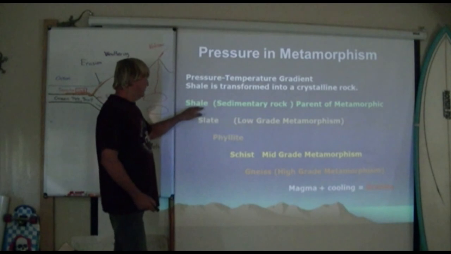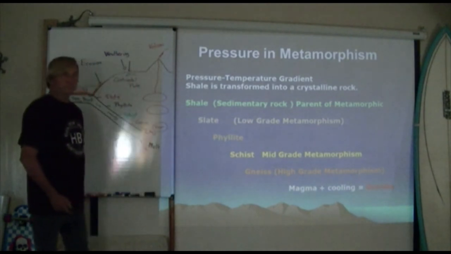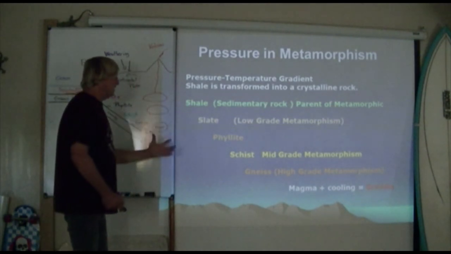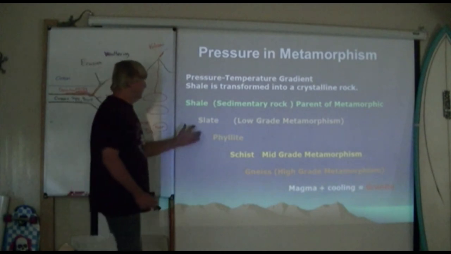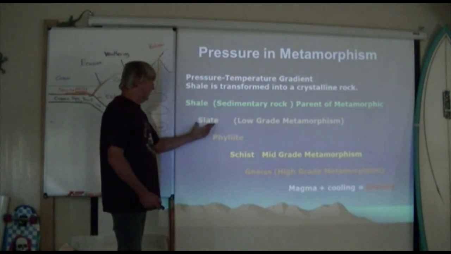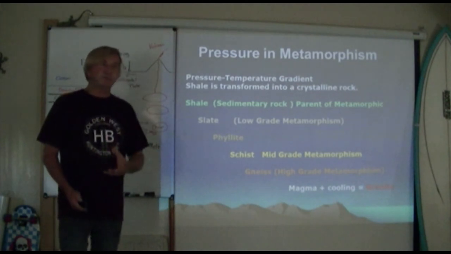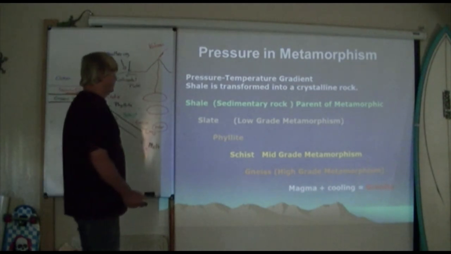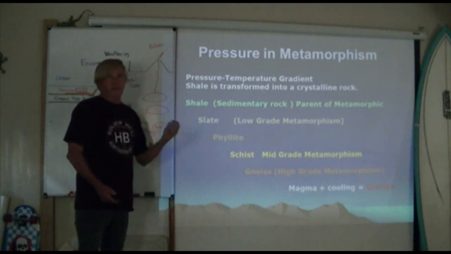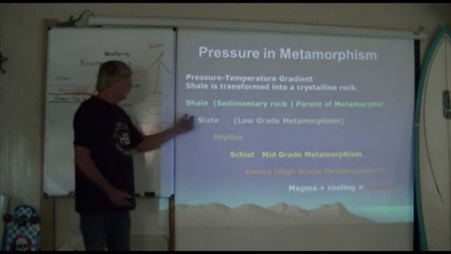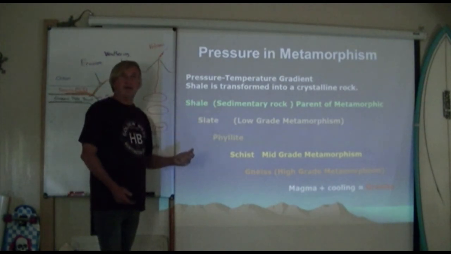We start up with a sedimentary rock called shale. That shale is then taken down into the subduction zone, and shale is transformed into slate. Slate and shale look much alike. The difference between the two is simply that shale is a little bit more crumbly. It'll break apart. Slate is actually more compact, more solid.